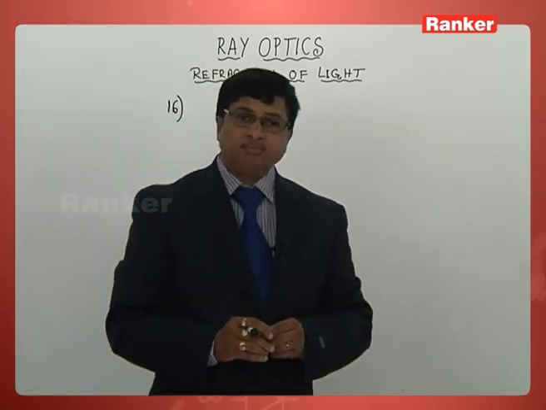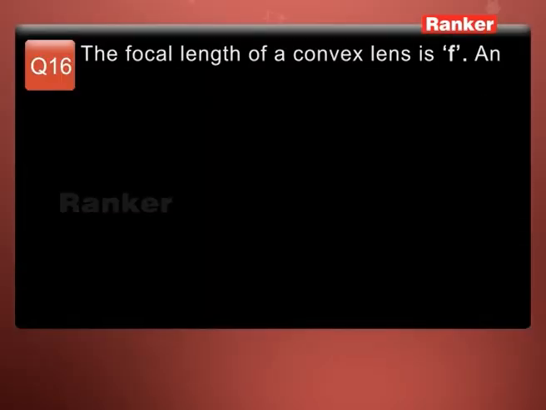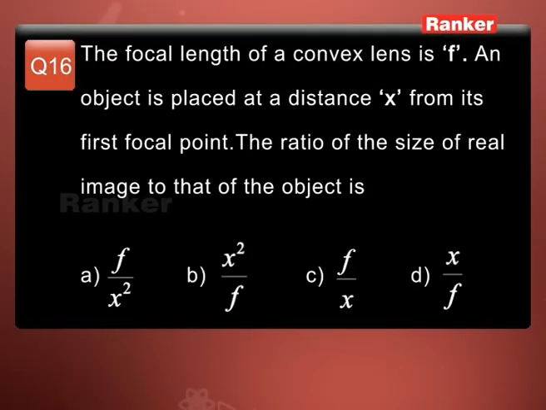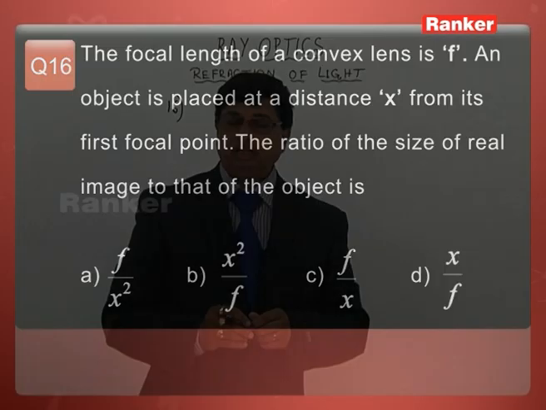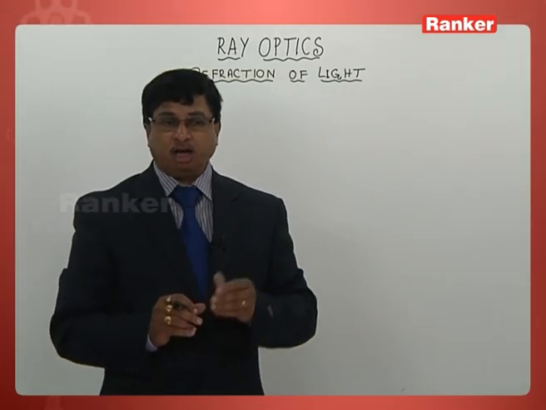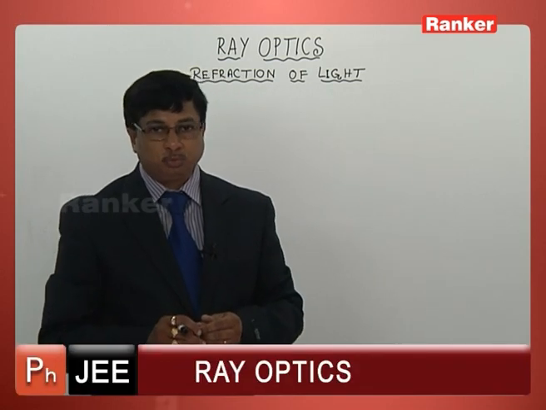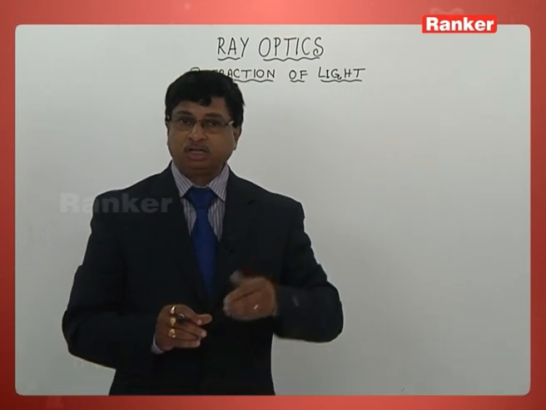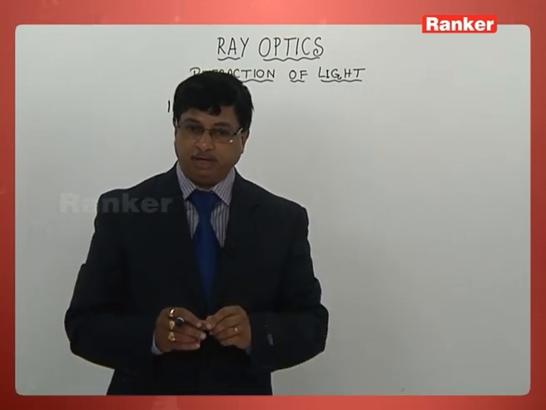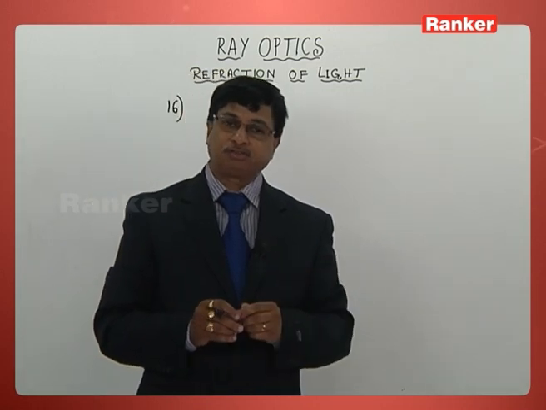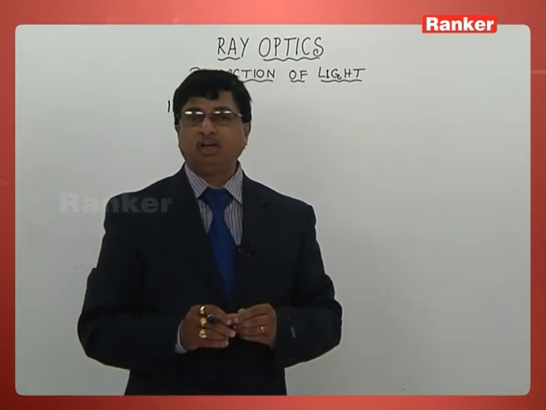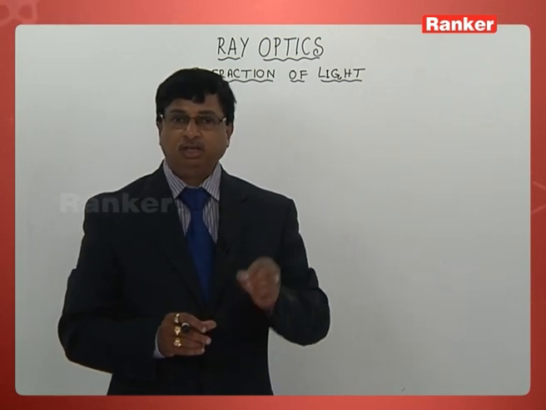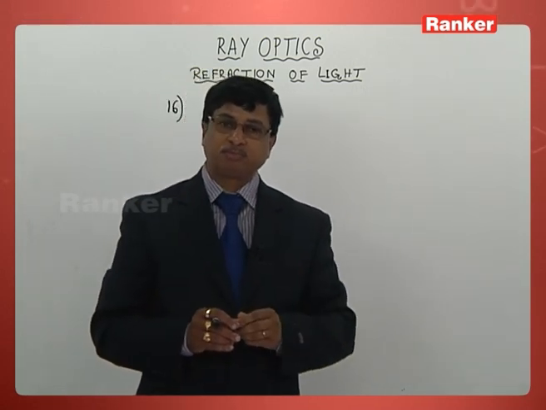Check the next number, problem 16. The focal length of a convex lens is f. An object is placed at a distance x from its first focal point. It is not u he is giving. Object distance usually is taken as u. But he is not giving directly the value of u. He is talking about the object distance from the first focal point as x. That means you can definitely understand the object distance in this case is f plus x, that is the concept.